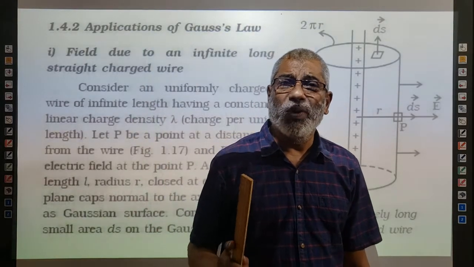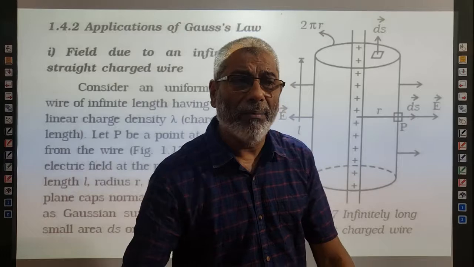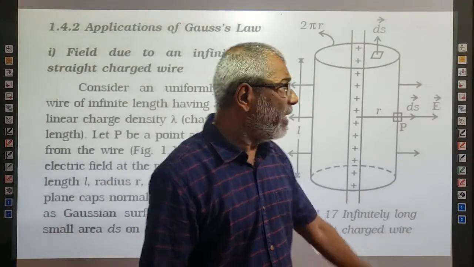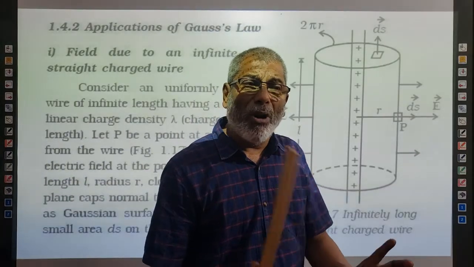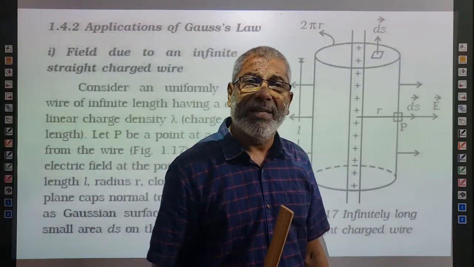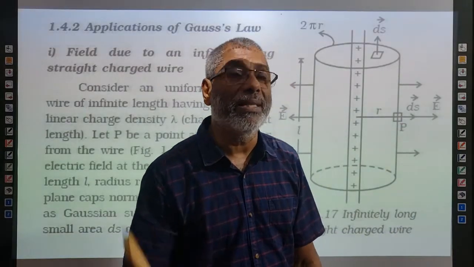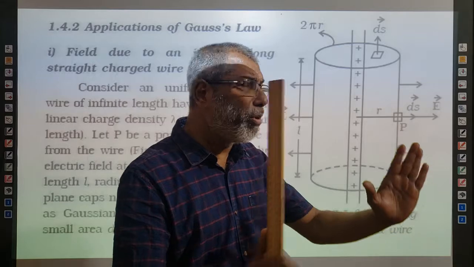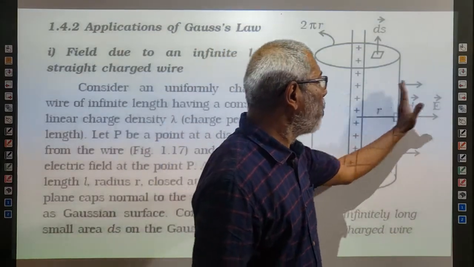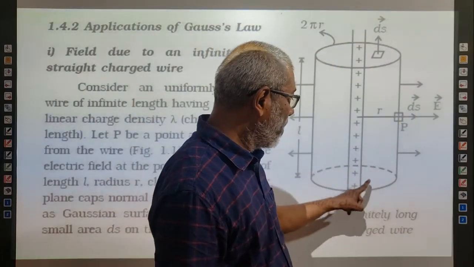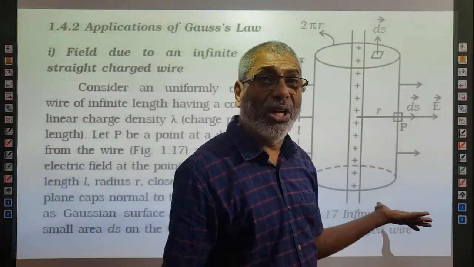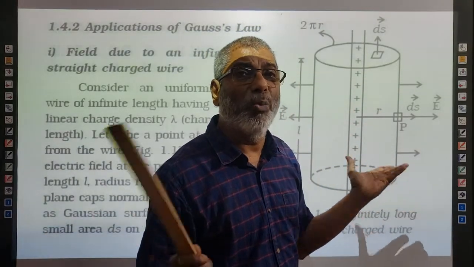That is equal to E ds cos theta. In this case, as theta is equal to 0, the small flux through this small area ds is simply E ds. One more thing you have to remember: the flux is only through the curved surface. Through the bottom and upper surfaces, there is no flux. That you must also keep in mind.